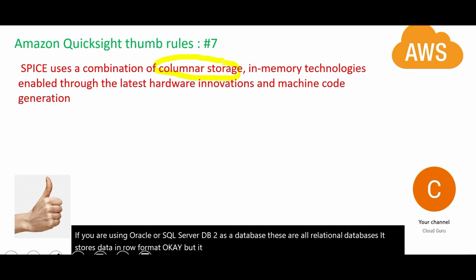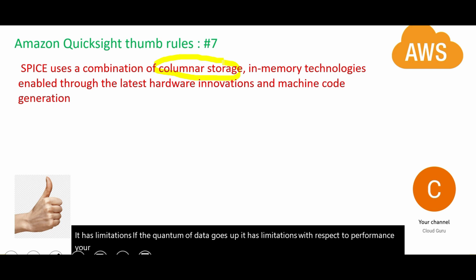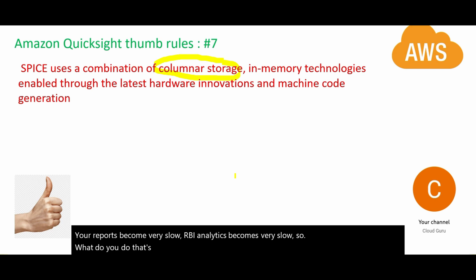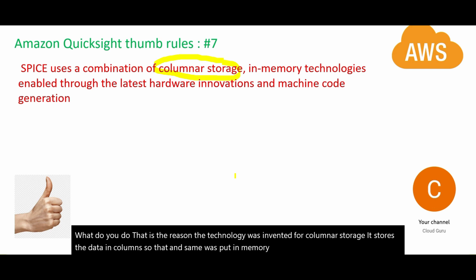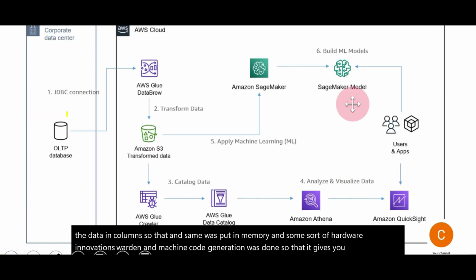it has limitations. If the quantum of data goes up, it has limitations with respect to performance. Your reports become very slow. Your BI analytics becomes very slow. So what do you do? That's the reason the technology was invented for columnar storage. It stores the data in columns, and the same was put in memory, and some sort of hardware innovations were done and machine code generation was done so that it gives you the optimum performance.